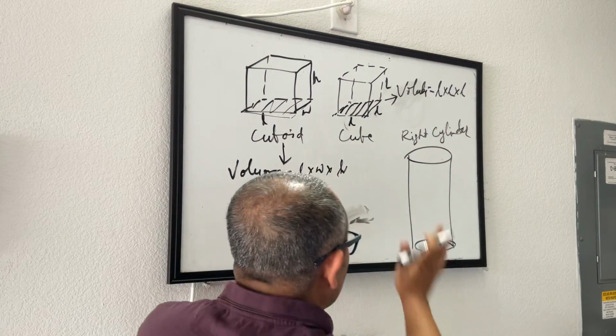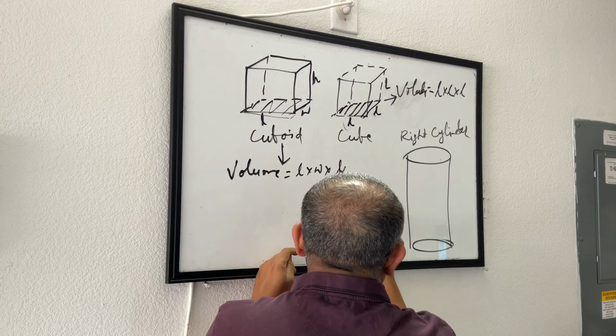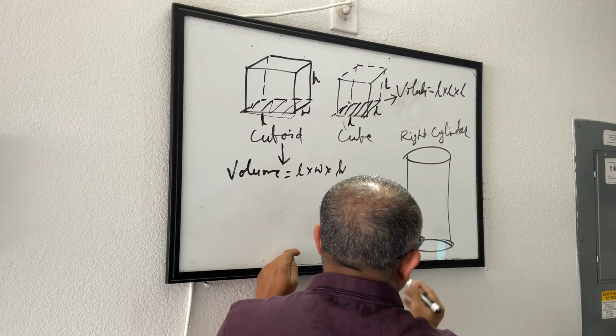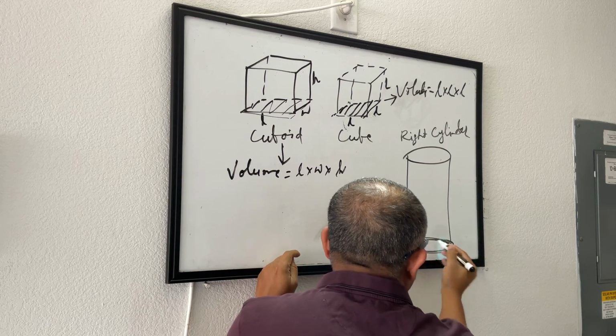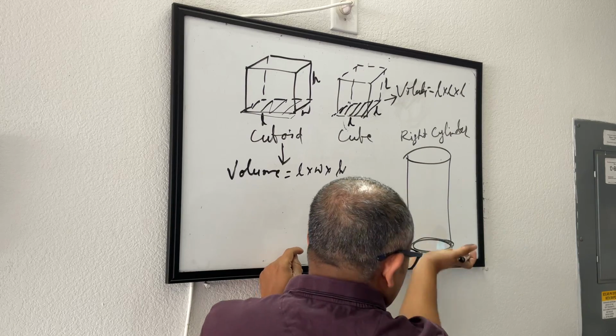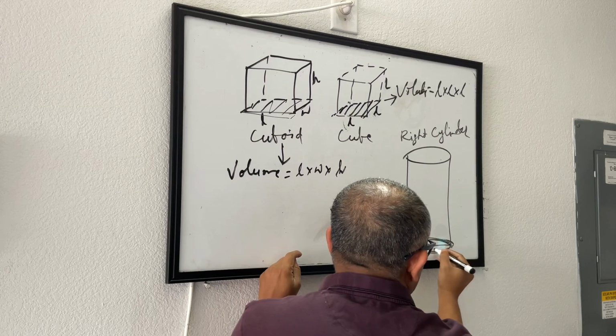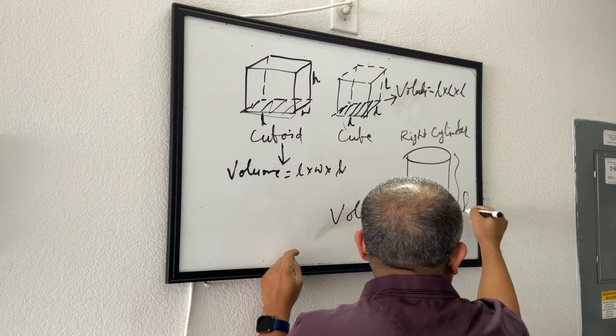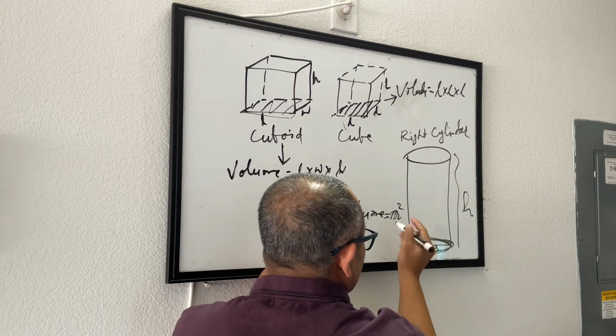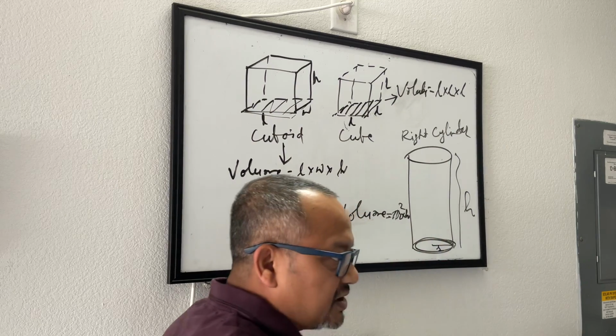Right cylinder, again the same thing. Volume of a right cylinder would be equal to the area of the base. What is the area of the base? Meaning the area of the circle, pi times r square. This is your radius and this is your height. Area of the base times height: pi r square h.